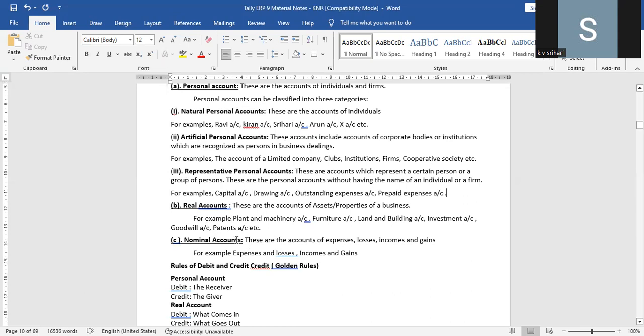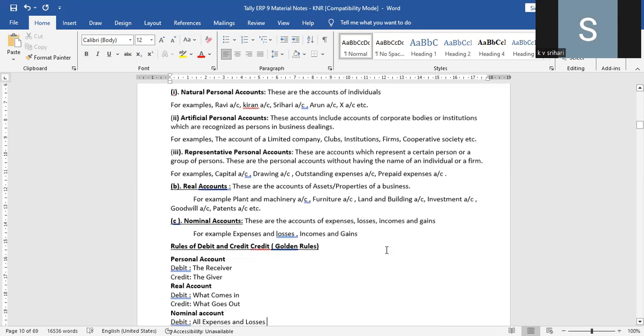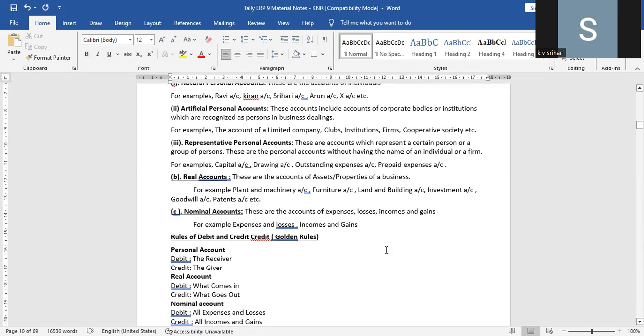The next one, nominal account. Nominal account is only applicable for expenses and losses, incomes and gains. From the company's point of view, all the company expenses come under the nominal account only. Losses also under nominal account. Incomes also nominal account. Gains also nominal account.